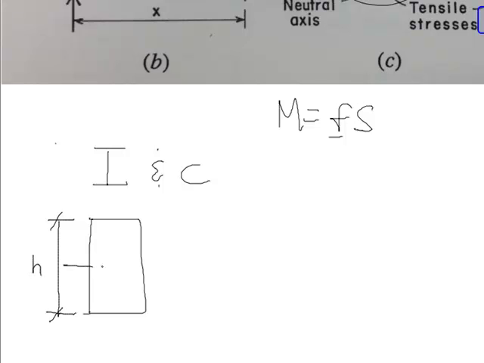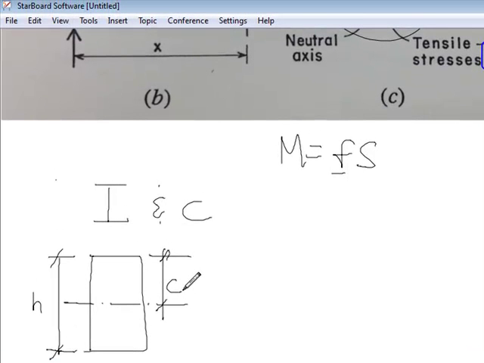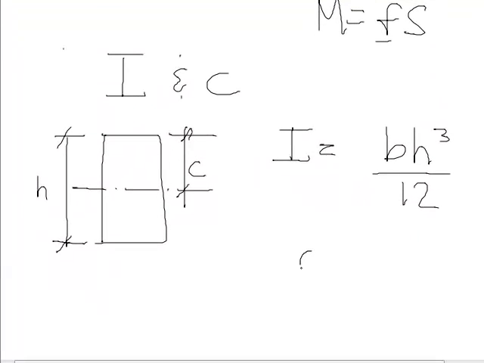It's got the center. And this right here is the C. So for a rectangle, we learned, and there's charts with all the different formulas back in the book, that I, which is the moment of inertia for any beam that's a rectangle, is BH cubed over 12. So that's something to remember. And then C is always equal to H over 2.